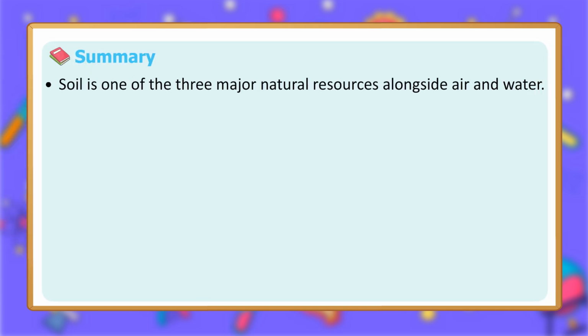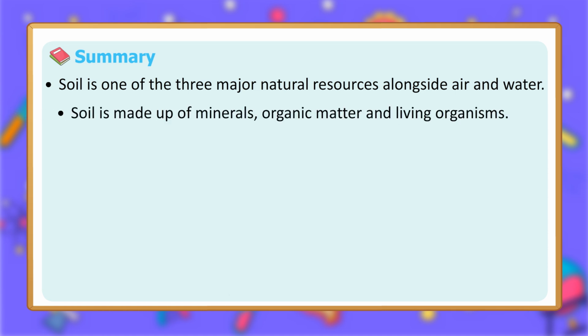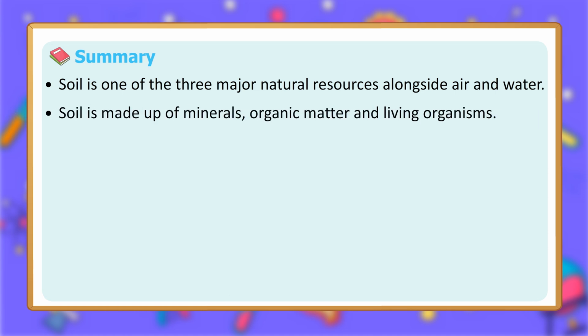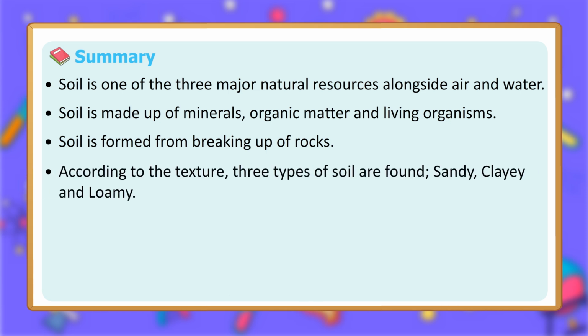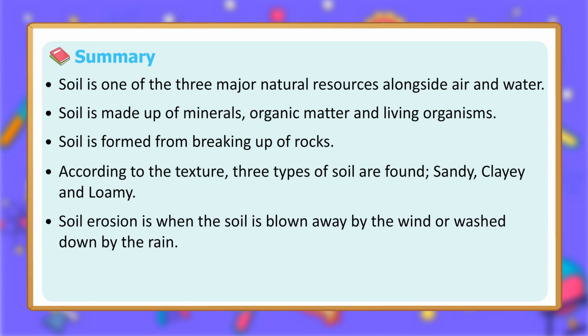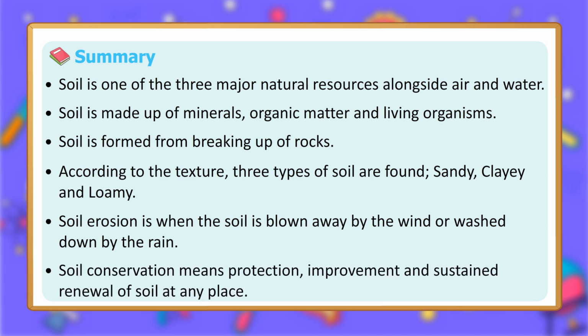Summary. Soil is one of the three major natural resources alongside air and water. Soil is made up of minerals, organic matter and living organisms. Soil is formed from the breaking up of rocks. According to the texture, three types of soil are found: sandy, clayey, and loamy. Soil erosion is when the soil is blown away by the wind or washed down by the rain. Soil conservation means protection, improvement and sustained renewal of soil at any place.